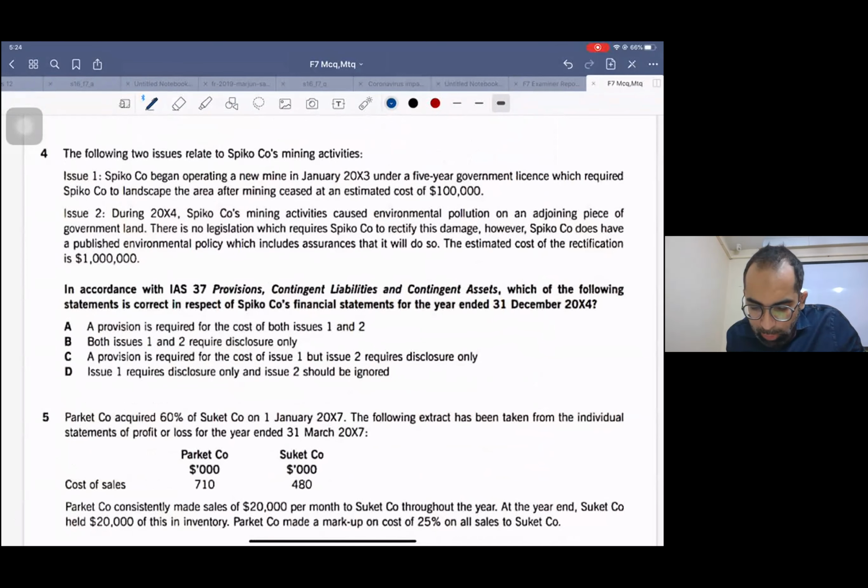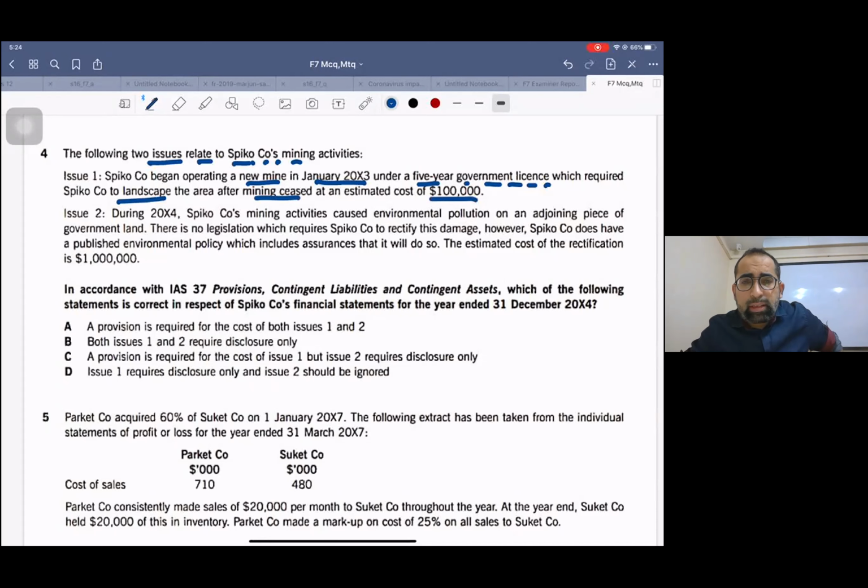Listen now, number 4. The following two issues relate to Spyco company's mining activities. Number 1. Spyco company began operating a new mine in January X3 under a 5-year government license which required Spyco to landscape the area after mining ceased at an estimated cost of 100,000. This is compulsory disposal cost. Some teachers call it decommissioning liability. It's written in the word also. So yes, this is a pure obligating event.